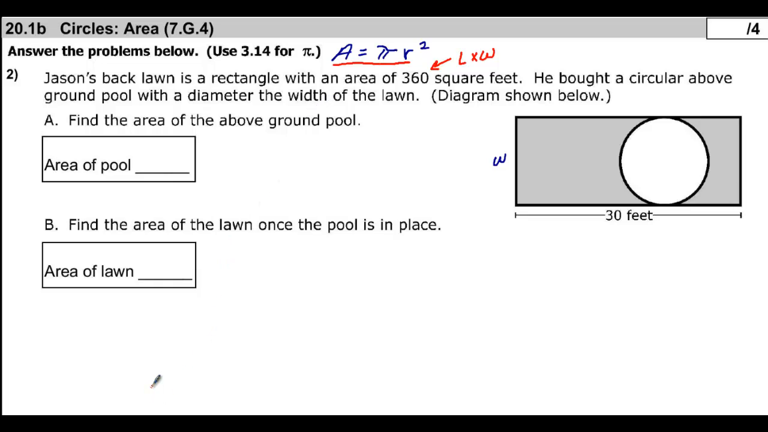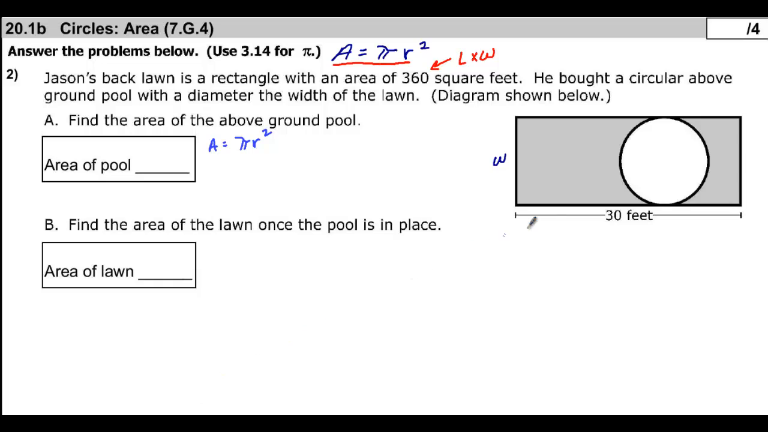So again, to find the area of the above ground pool, we are using the formula area is equal to pi r squared. You might think, why does he write it down so many times? The more you write it down, the more you're going to remember it, and the better you remember it, the easier it is to use. So we need to find this width. That's really our first step.